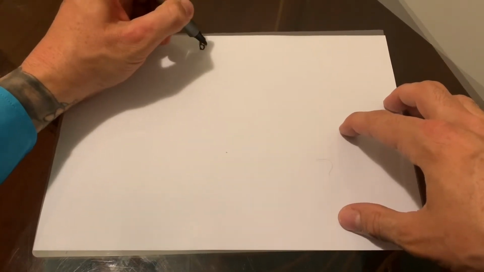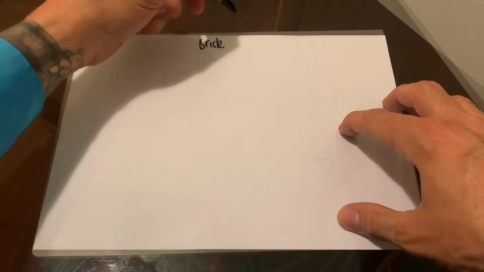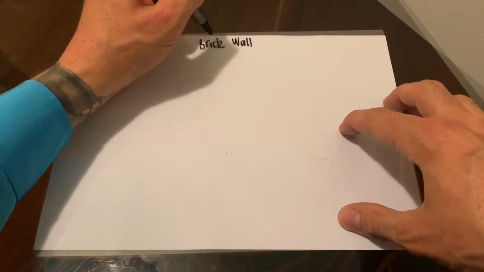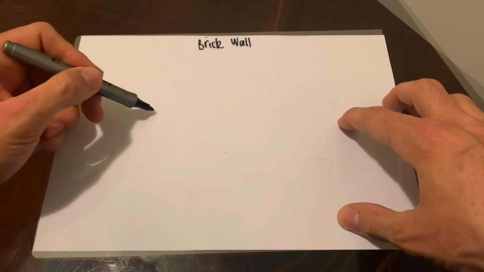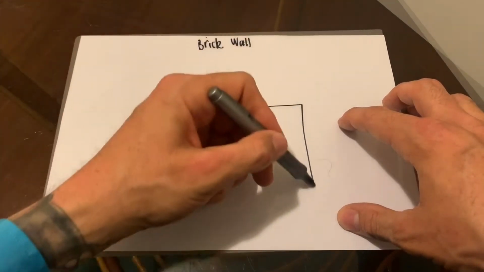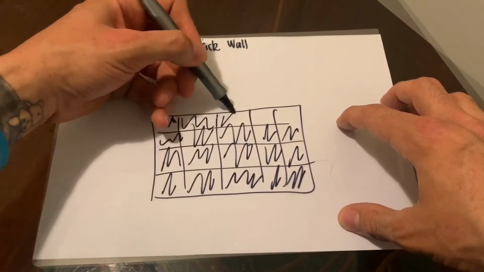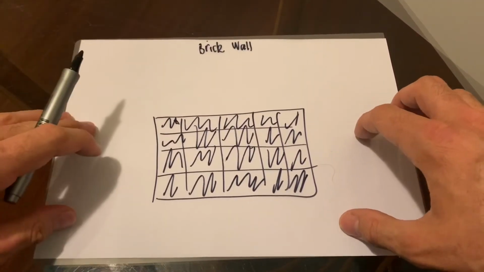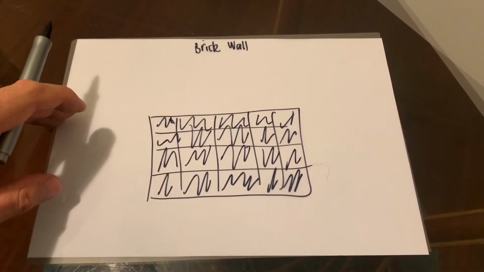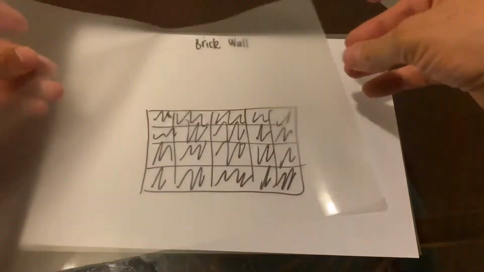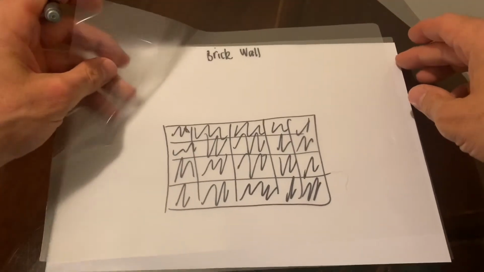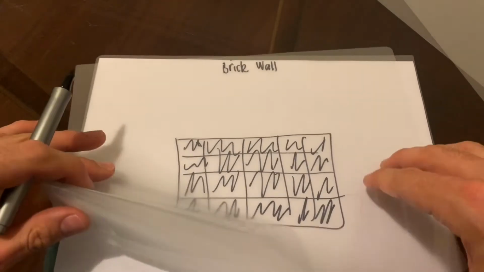The first thing I need to do is add a layer. I will call this layer something simple, a brick wall. And on this layer, I will draw a brick wall. Now I'm going to add another layer, and I'll call this layer Cookie Man.